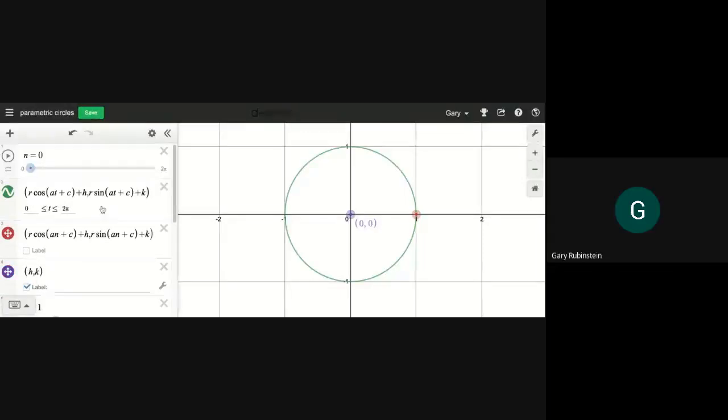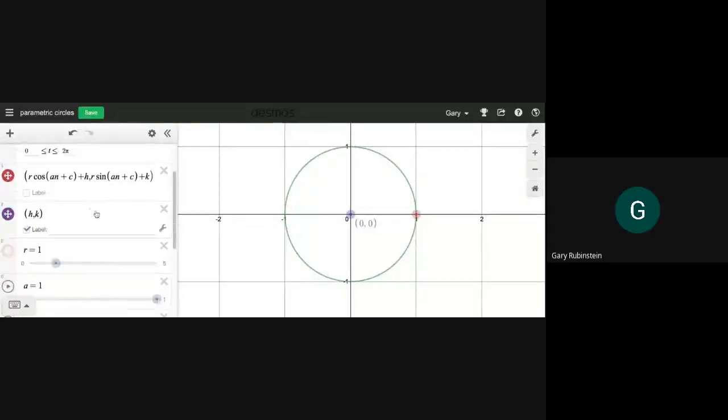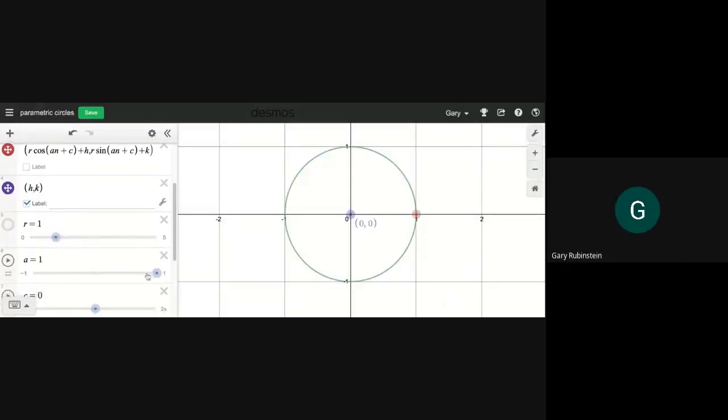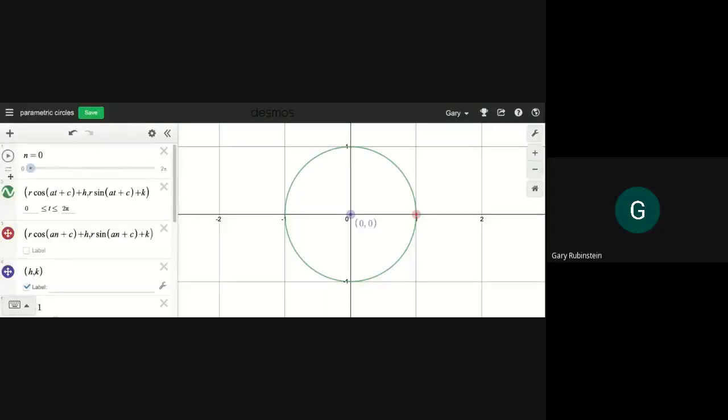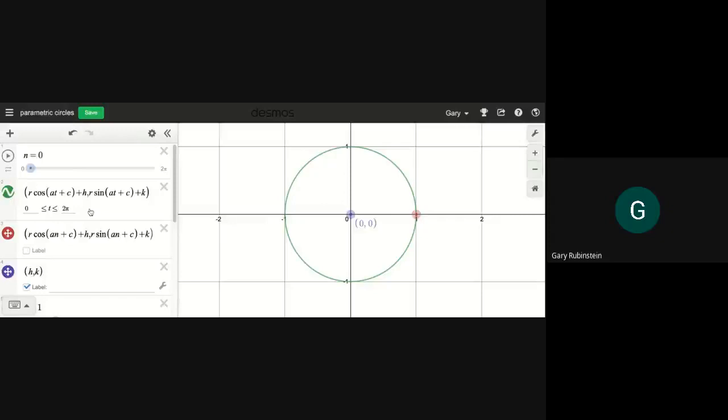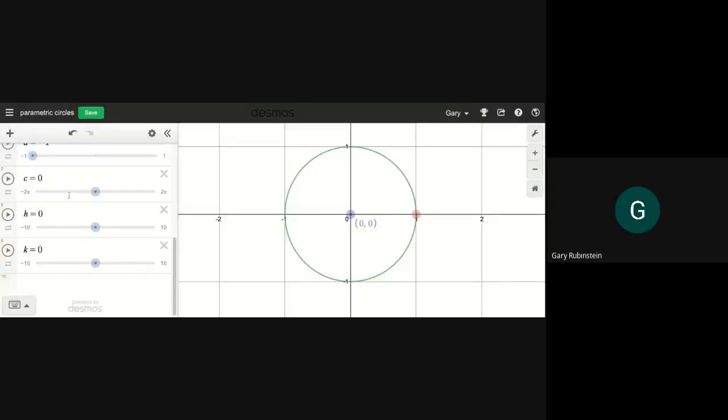So here I have the equations, and I move this thing around, but you can actually mess around. You can change the radius. This a value just switches from -1 to 1, and the only difference is that if it's at -1, you'll see it will go clockwise. And I can mess around with the c value. That's the plus theta. So you see when I change that, I could start at a different point, and the h and k are the center, so you can mess around with those.